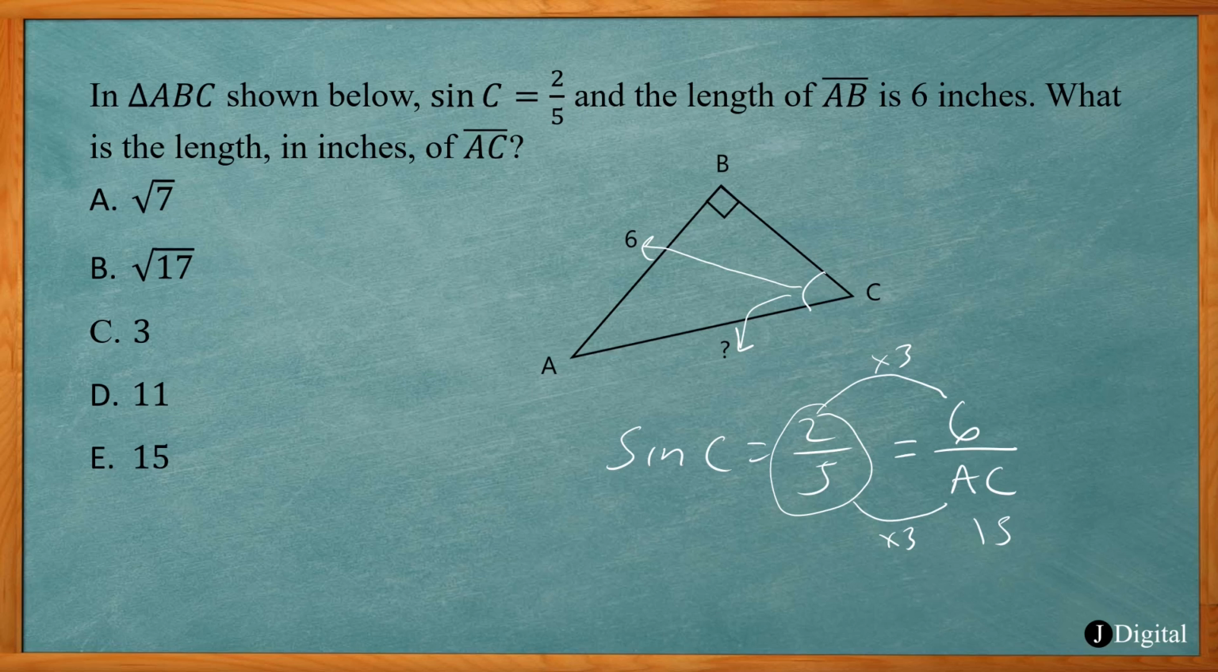So the sine of C is going to keep this ratio 2 over 5. If the actual length of AB, the opposite side, is 6, it's going to be 3 times as much. So the bottom has to be 3 times as much, giving us 15. So side AC is going to be 15. Answer E.